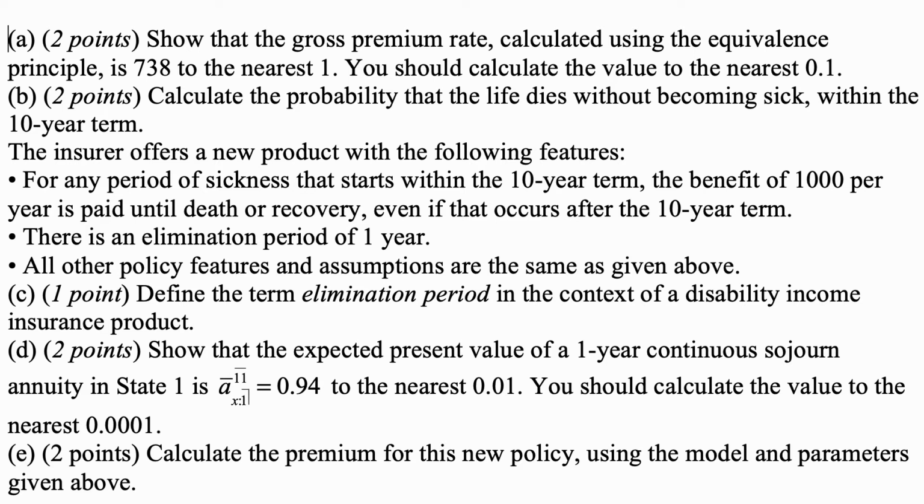Part D. Show that the expected present value of a 1-year continuous sojourn annuity in state 1 is A bar x colon angle 1 with a bar above it is 0.94 to the nearest 0.01. You should calculate the value to the nearest 0.0001. And Part E, calculate the premium for this new policy using the model and parameters given above.